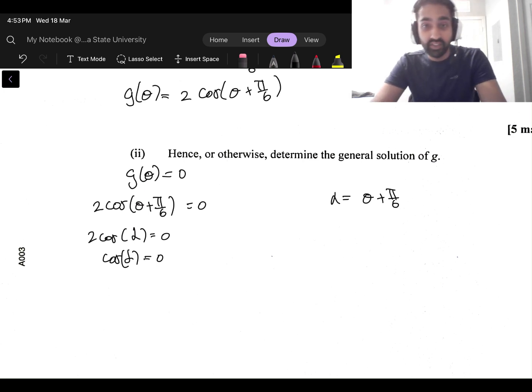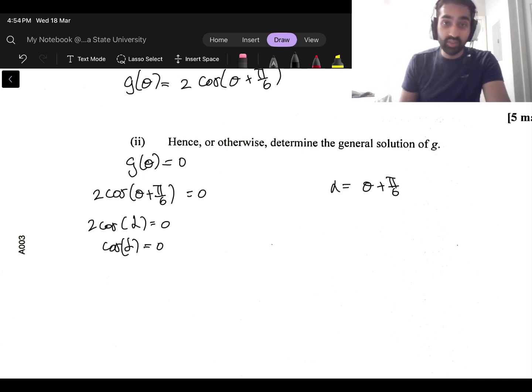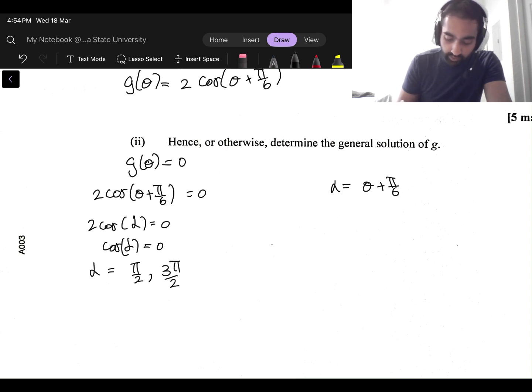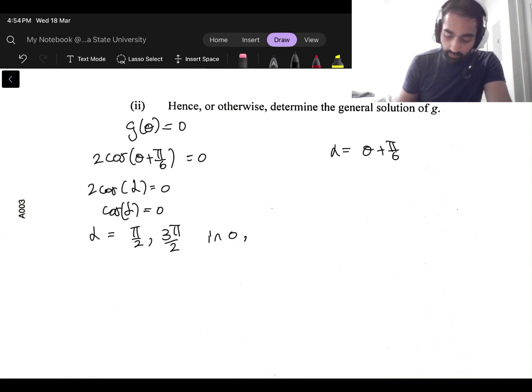And I could just find the general solution for alpha, and then use that to find the general solution for theta. One thing you could do is just read off the general solution for cosine theta equals 0, if you know it. But if you don't, how do you do that? The first thing you have to do is find the solutions in 0 to 2 pi. If you look at the zeros of cosine, it's pi on 2 and 3 pi on 2 in 0 to 2 pi.